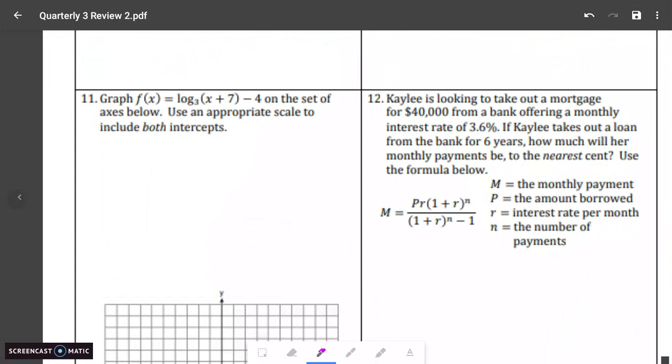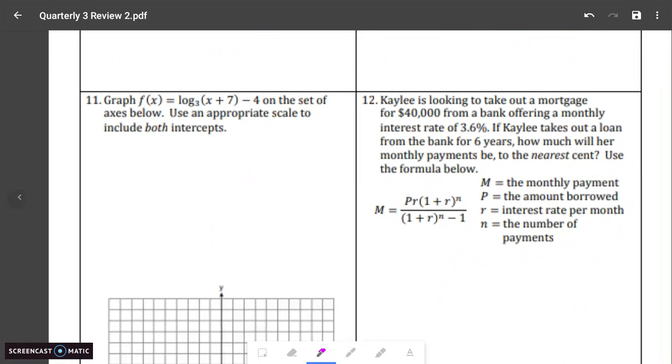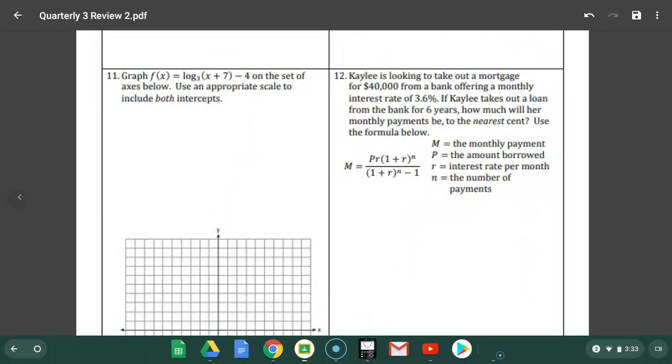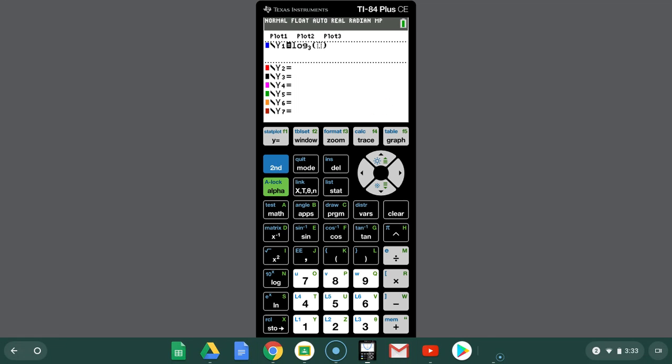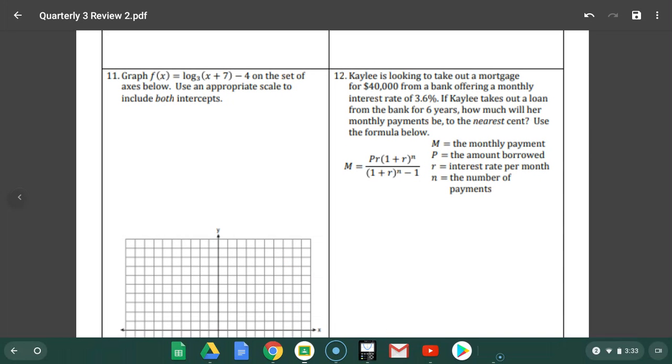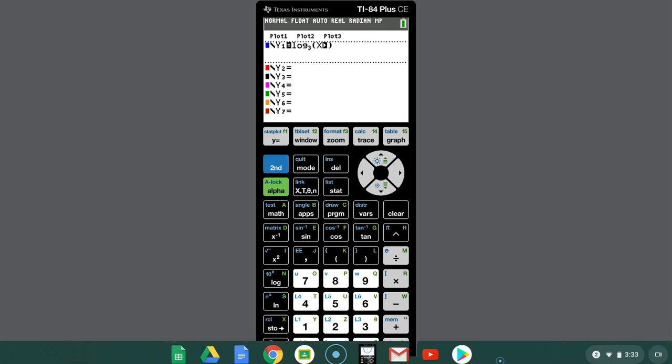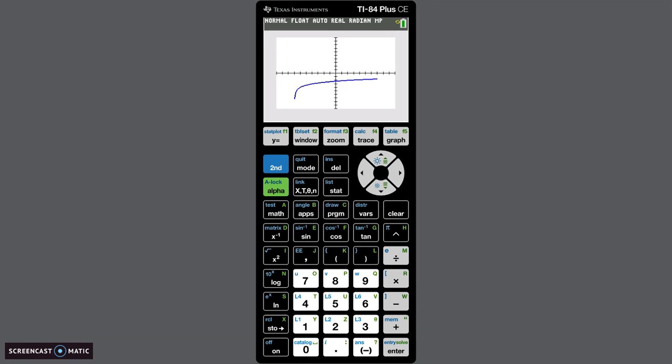Okay, graph log base 3, x plus 7 minus 4 on the set of axes below. Use an appropriate scale to include both intercepts. So I'm going to just use the graphing calculator again here. When we're plugging that in, we go to y equals alpha window 5 log base 3. Let me remind myself it was x plus 7 minus 4. And I'm going to graph.